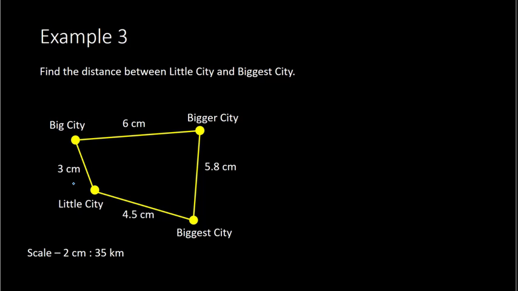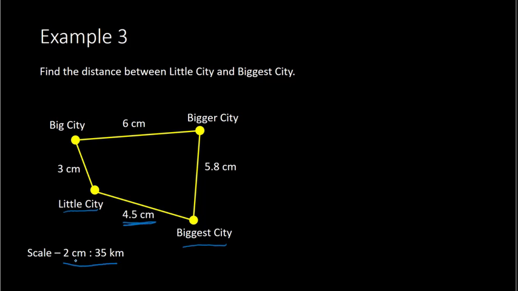Example 3. Here is an actual map illustration with a picture, and the scale is 2 centimeters is 35 kilometers. The question is to find the distance between little city and biggest city. So little city is right here, biggest city is here, and the distance on the map is 4.5 centimeters. So I use that number and I use the scale to determine the actual distance.